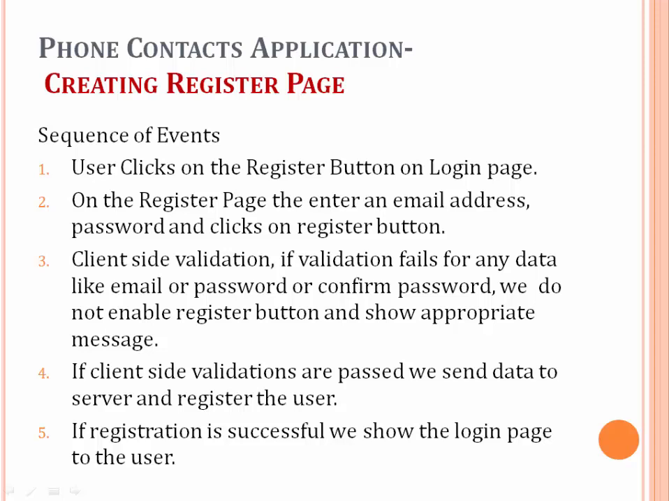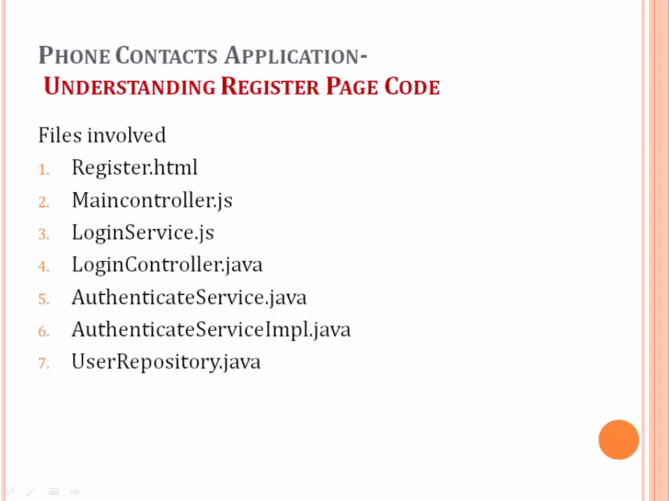There is client-side validation which checks if the email format is correct and the passwords match. If there is an issue with the validation, we do not enable the register button and show appropriate message. If client-side validations are passed, we send data to server side and register the user. If registration is successful, we show the login page to the user where he can log in and start using the application. So there are 7 files which are needed to implement the sequence.